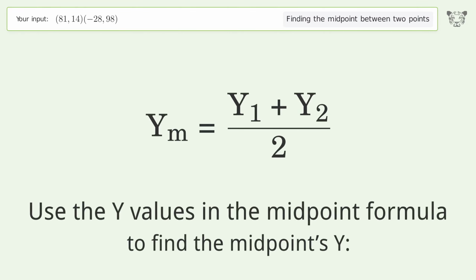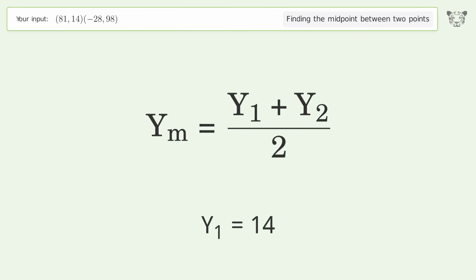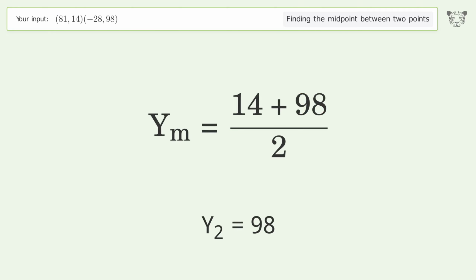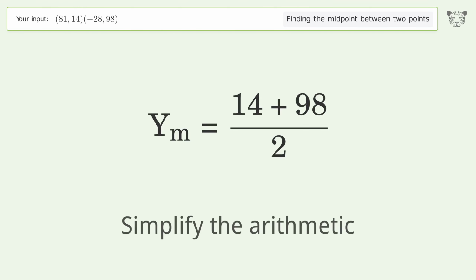Use the y values in the midpoint formula to find the midpoint's y. y1 equals 14. y2 equals 98. Simplify the arithmetic.